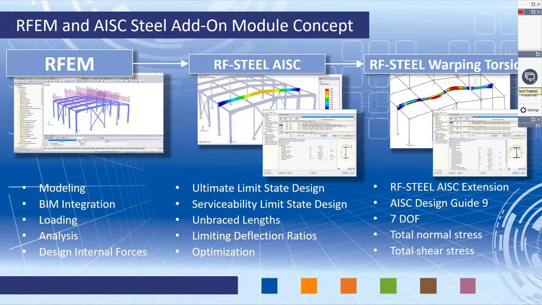And finally, RF-STEEL Warping Torsion. So this is our brand new module, and it's a module extension, meaning you have to have the Steel AISC module in order to activate it. So everything is done within the AISC module. Now, this performs the AISC Design Guide 9 for warping torsion with 7 degrees of freedom. Back in RF-STEEL, we're doing everything according to 6 degrees of freedom. We're going to calculate the total normal stresses, the total shear stresses. We're going to compare this to the available torsional strengths and ultimately come up with a design ratio.